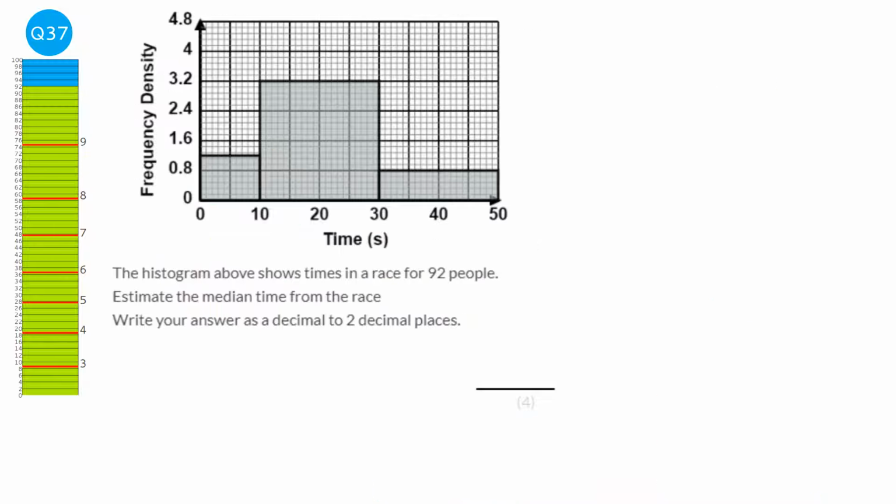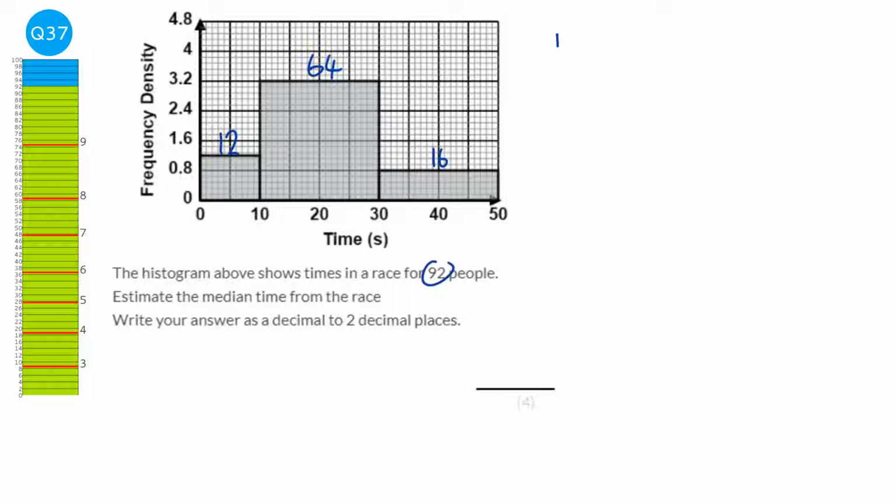We're going to first of all work out the frequencies for each of the bars. So we're just going to do the class width times frequency density. So for this first one, it's going to be 1.2 times 10, which will be 12. 3.2 times 20 for the next one, that will give us 64. And the last one will be 16, so 20 times 0.8. Okay, add them up, check it equals 92, which it does.